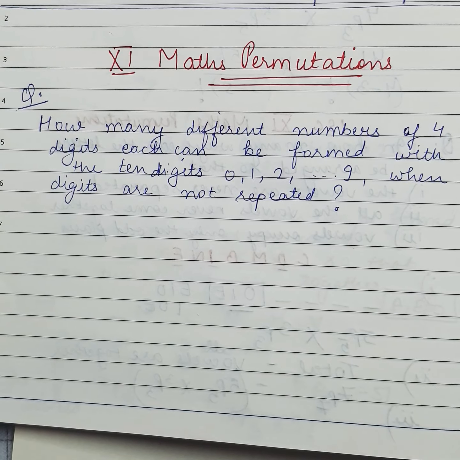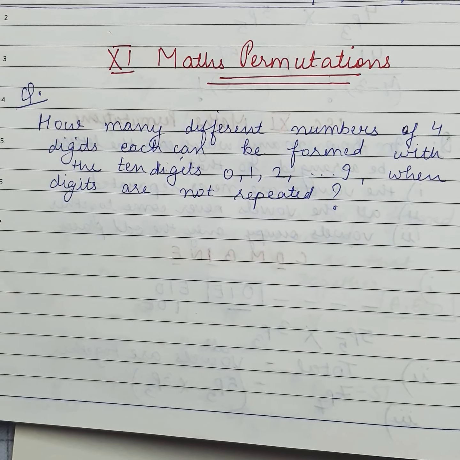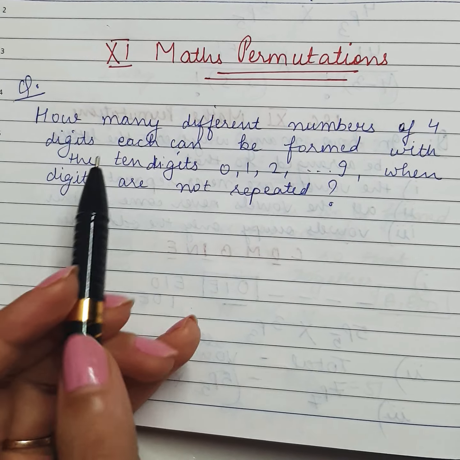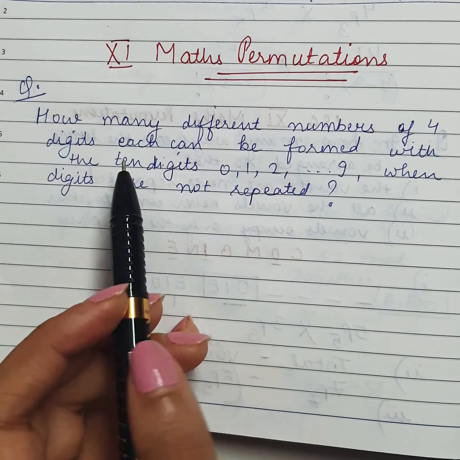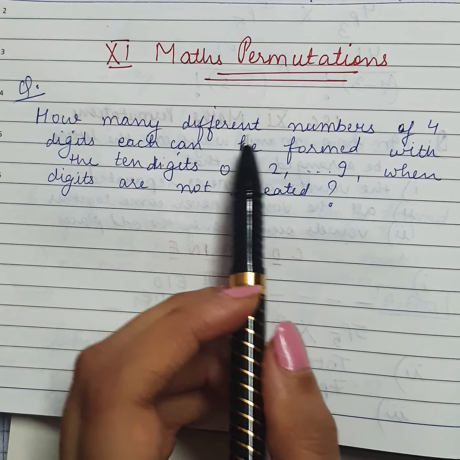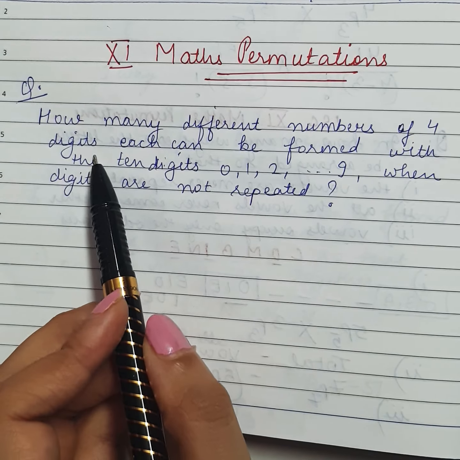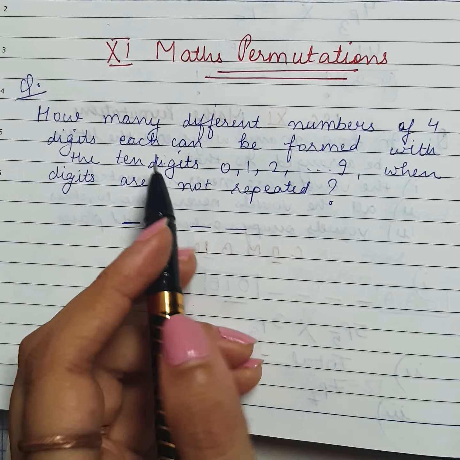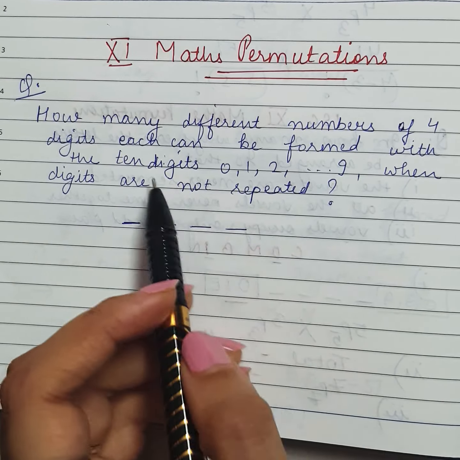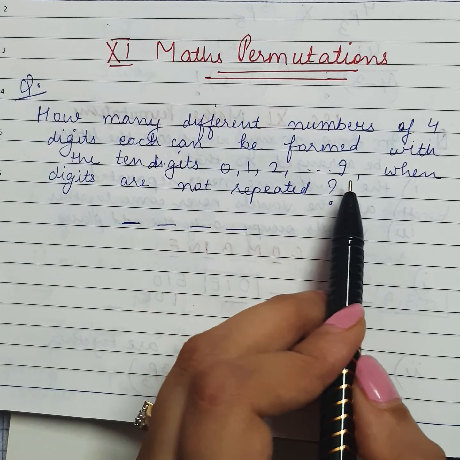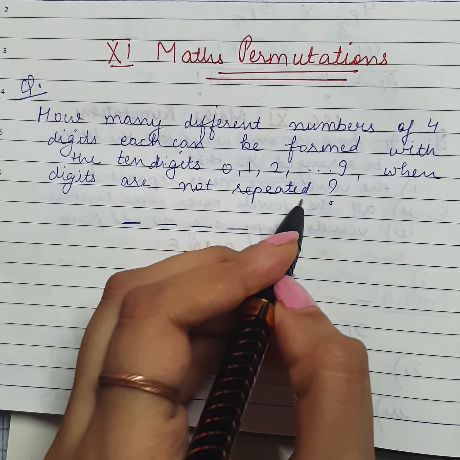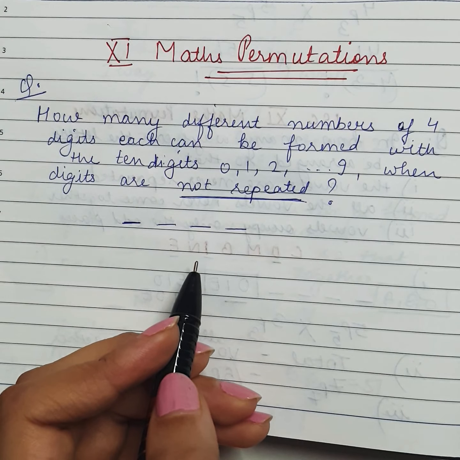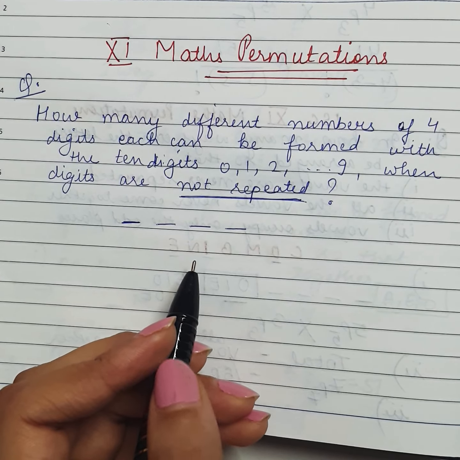Hello everyone. Continuing with the same topic of class 11th, permutations. We were on restricted permutations and the question for today: how many different numbers of 4 digits can be formed with the 10 digits when the digits are not repeated? So repetition is not allowed. We are not supposed to repeat any particular digit.